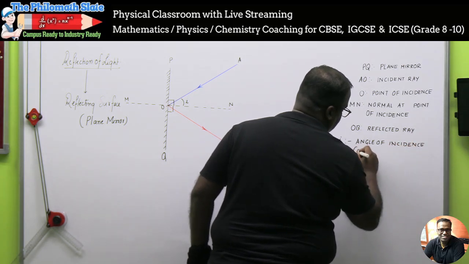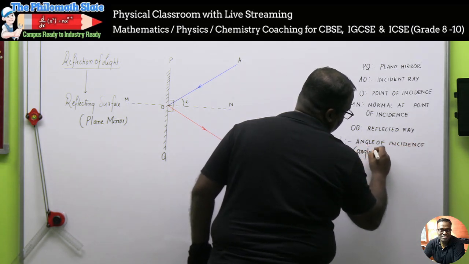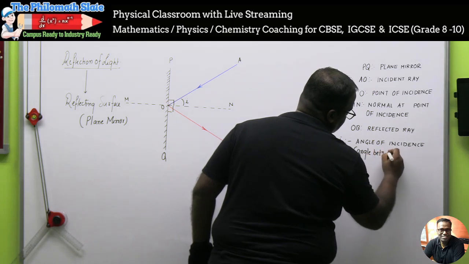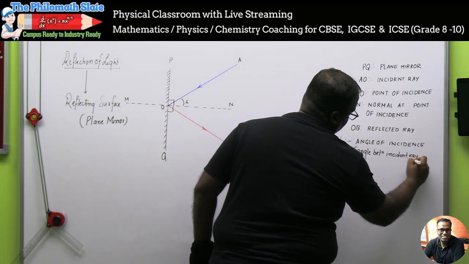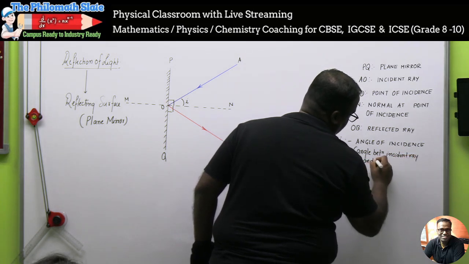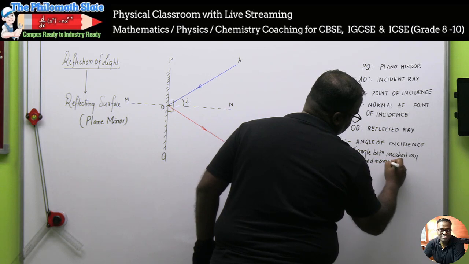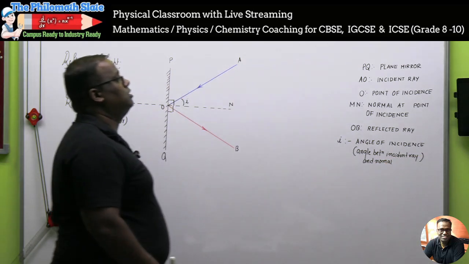This is angle between incident ray and normal. ठीक है, इंसिडेंट रे एंड नॉर्मल.